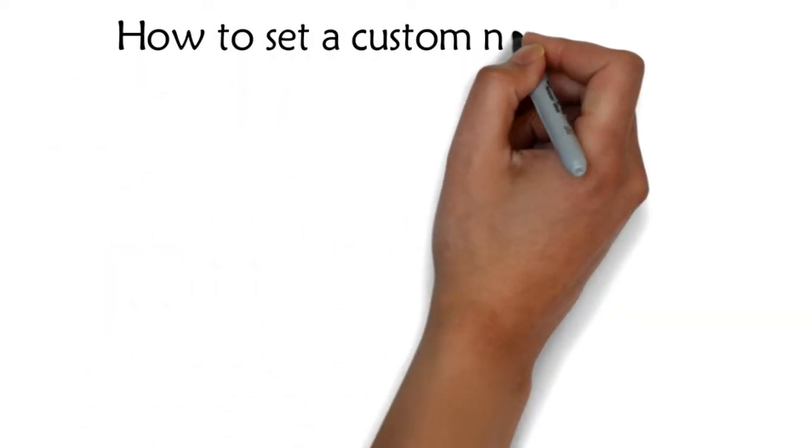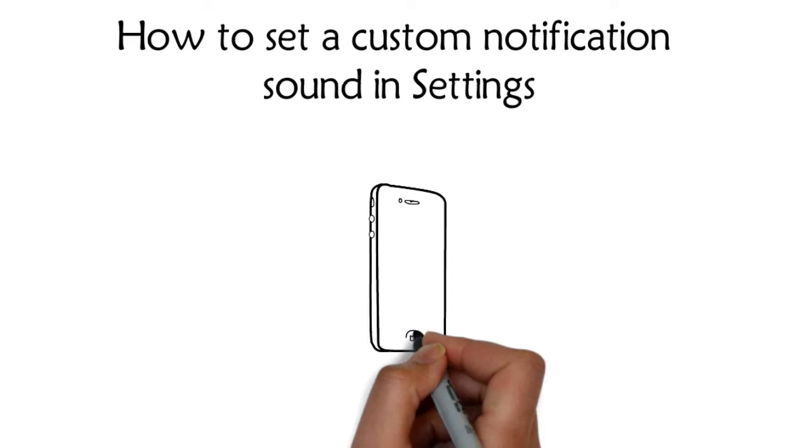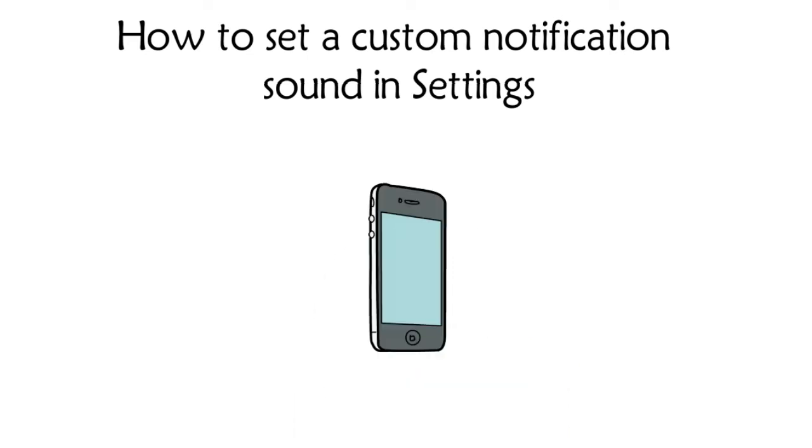How to set a custom notification sound in settings. You didn't settle for a default ringtone. So why would you settle for a default notification tone?